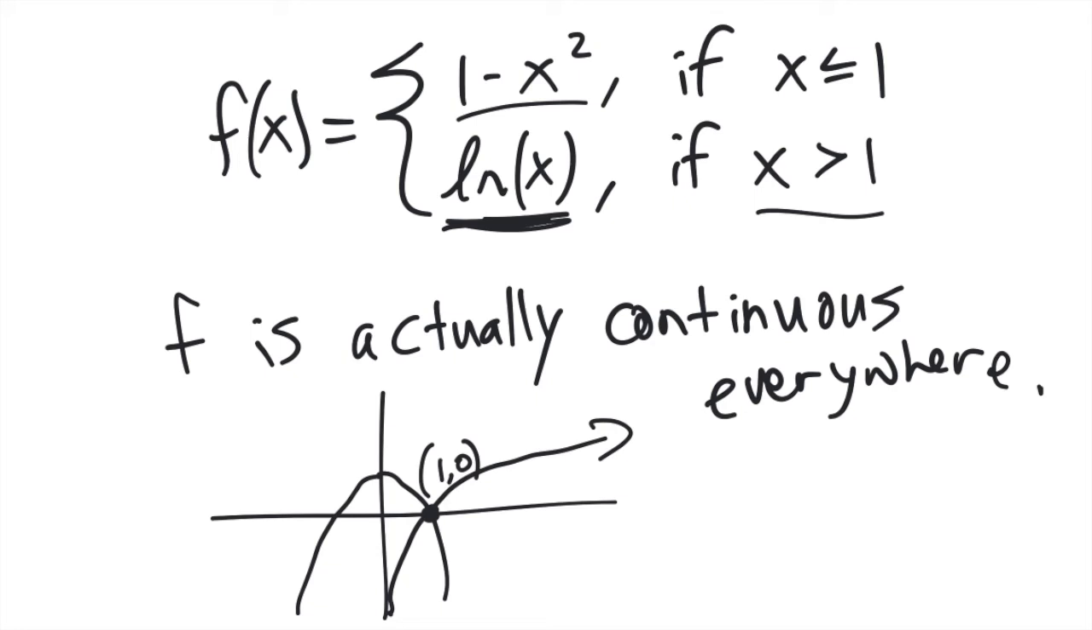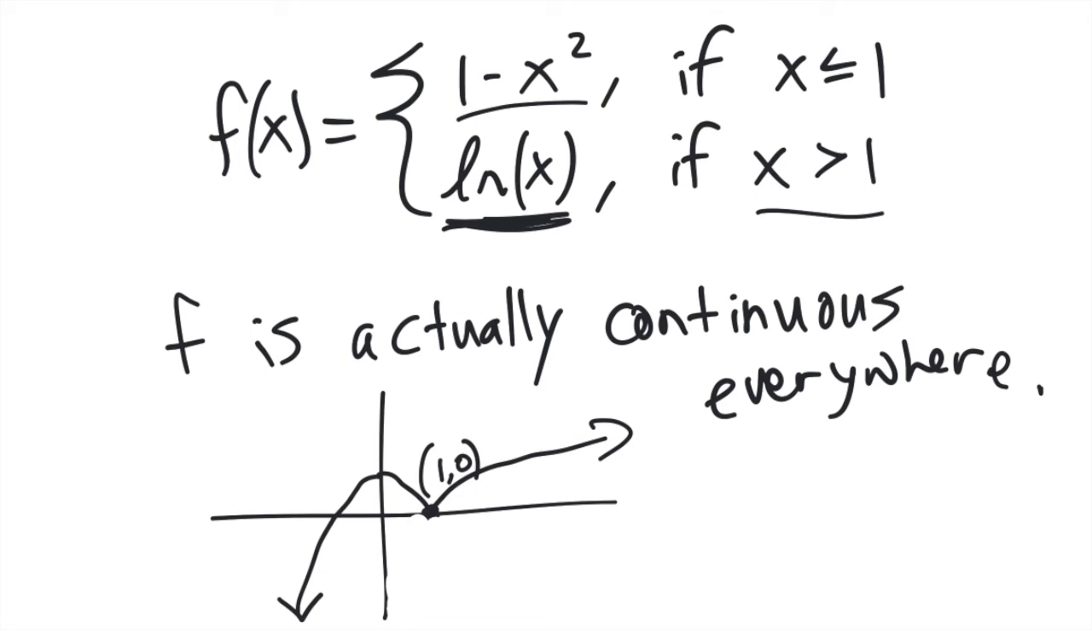Now, the piecewise part of this function says you don't use the natural log graph when you're before 1. You only use that after 1. And then you only use the other piece, the quadratic piece, before 1. And so you actually get a graph that looks like this. And this is actually continuous.